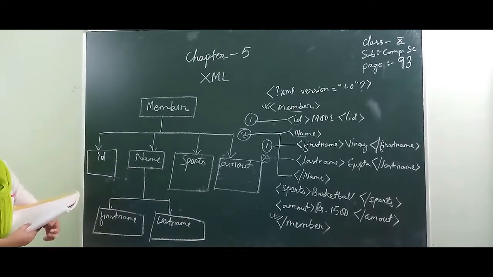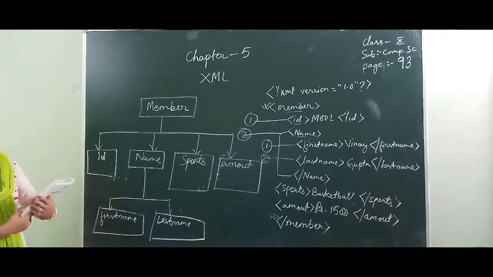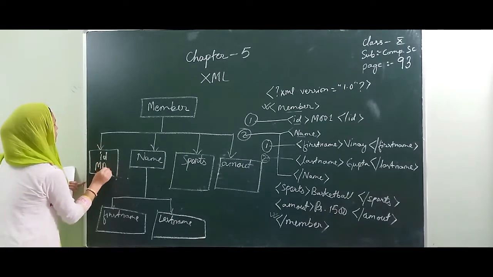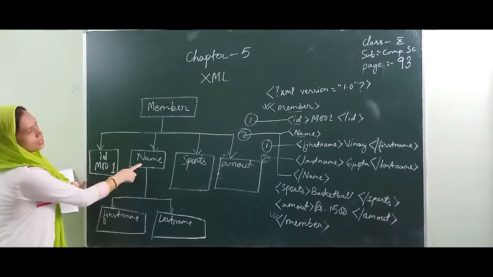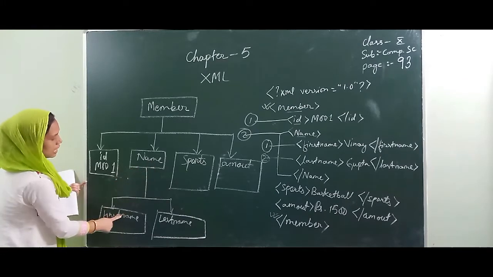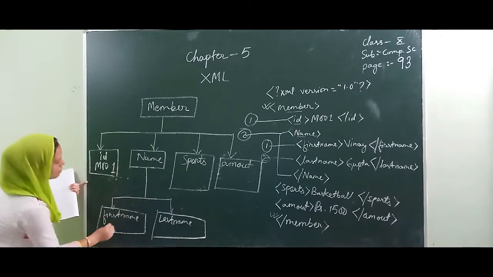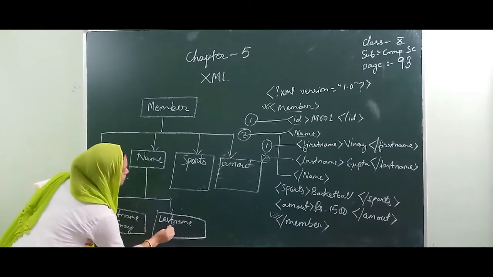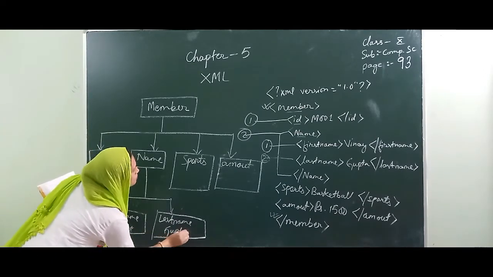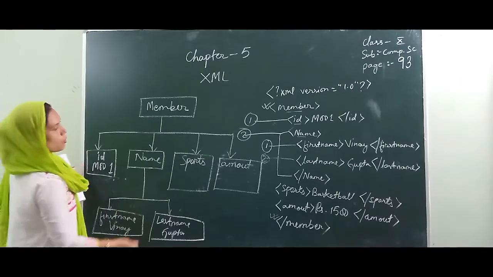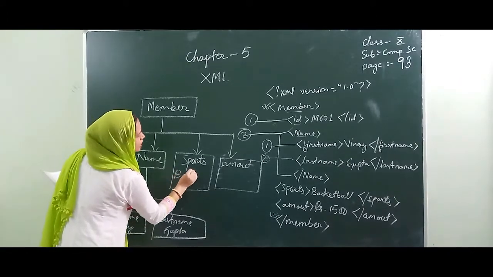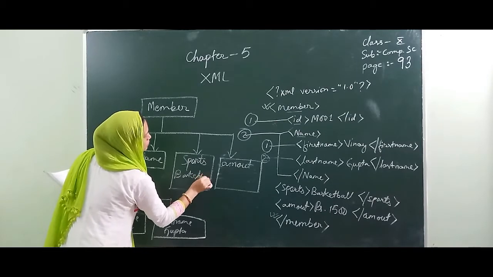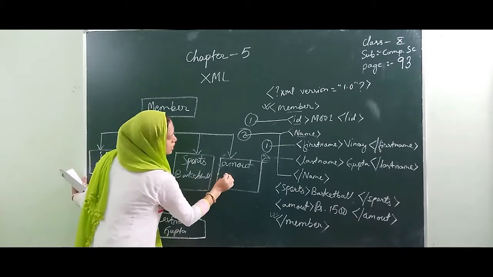Now you feed the value of the element. The value of the element ID is M001. Name, we have two subchild, that is first name and last name. First name Vinay and last name Gupta. Then in the sports, you fill up the value here. Then you fill up the amount here.